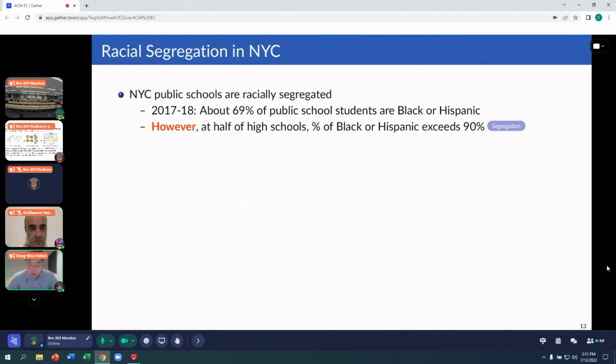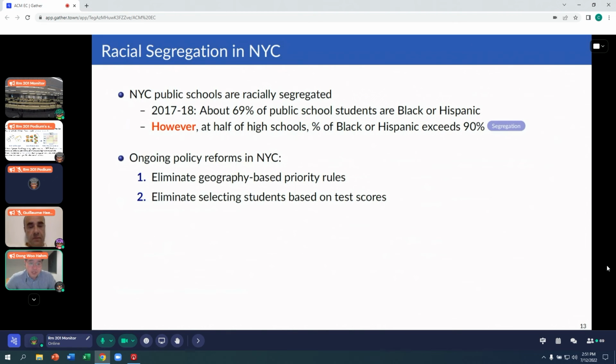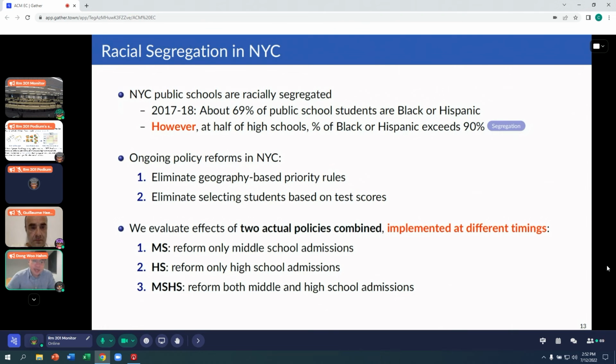Now, in the final part of the paper, we do a counterfactual analysis. Just to give you a little bit of background, New York City public schools are extremely racially segregated, and this has long been acknowledged by the Department of Education. Two years ago they announced two policies to desegregate schools. First, to eliminate the geography-based priority rules, which prioritize students who live nearby each school. And second, to eliminate selecting students based on their test scores. We basically combine these two policies and compare their effect when the policy is implemented at alternative timings.